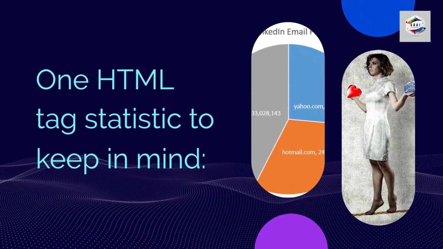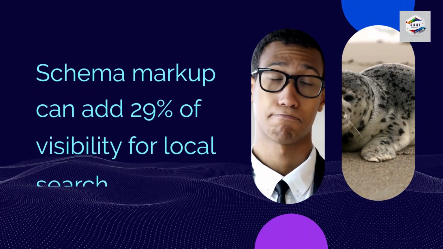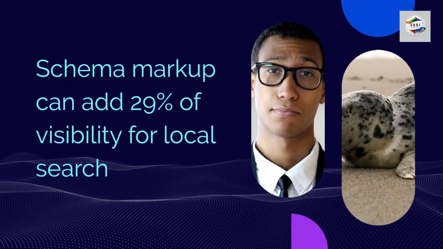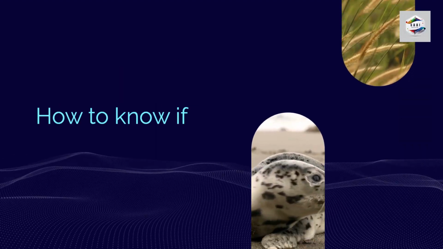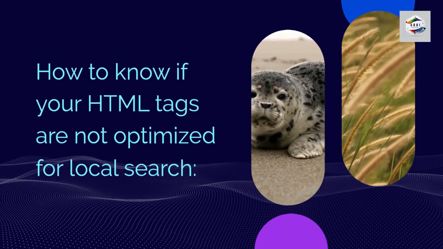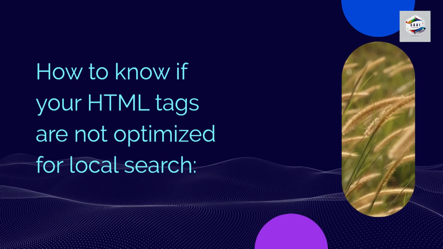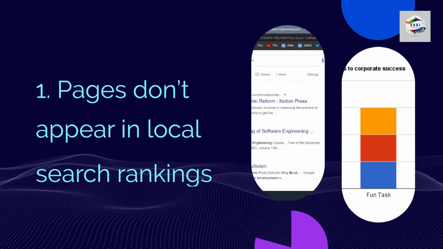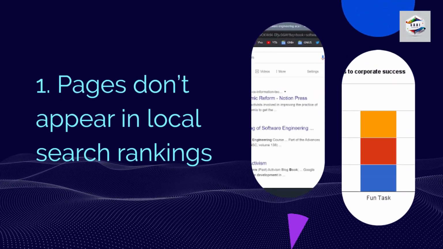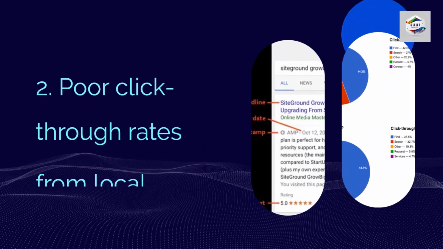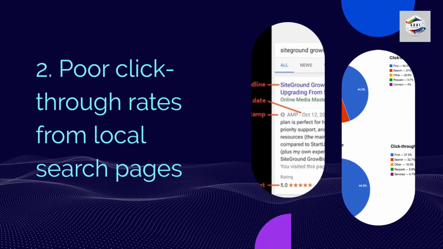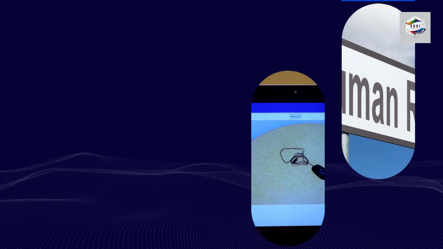1 HTML tag statistic to keep in mind. Schema Markup can add 29% of visibility for local search. How to know if your HTML tags are not optimized for local search. 1. Pages don't appear in local search rankings. 2. Poor click-through rates from local search pages.